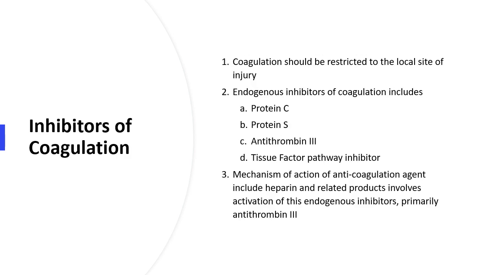And lastly are the inhibitors of coagulation. Coagulation should be restricted to the local site of injury. Endogenous inhibitors of coagulation include protein C, protein S, antithrombin 3, and tissue factor pathway inhibitor. The mechanism of action of anticoagulation agents, including heparin and related products, involves activation of these endogenous inhibitors, primarily antithrombin 3.